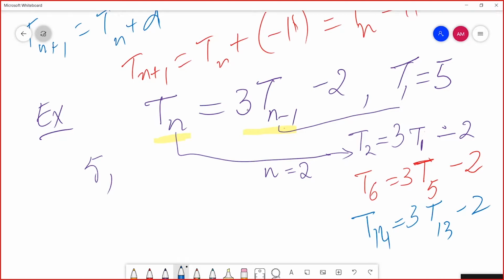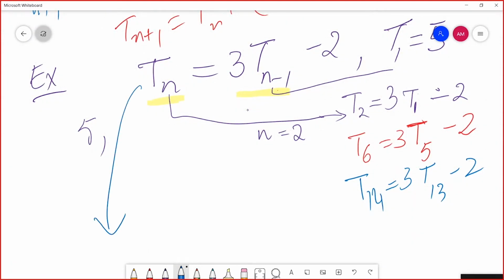If I write the same rule in another form, Tn plus 1, can you help me to write it? It is the same rule for the sequence, but now we are making it n plus 1 instead of n. What should I write now? Tn plus 1 is equal to 3 times Tn minus 2. Very nice, very nice. It's the same thing. It's the same rule. So this will give you the same sequence.